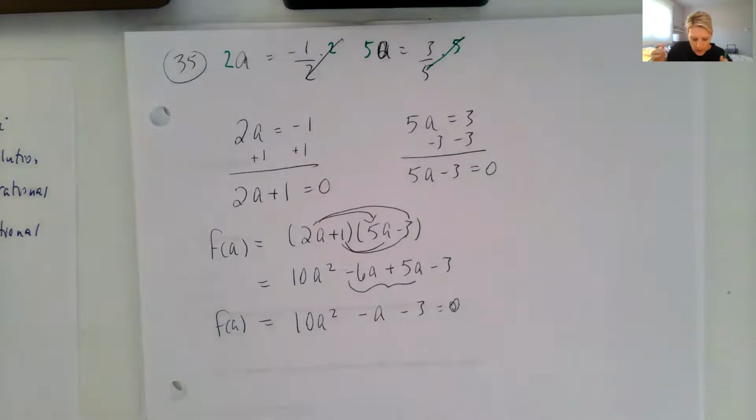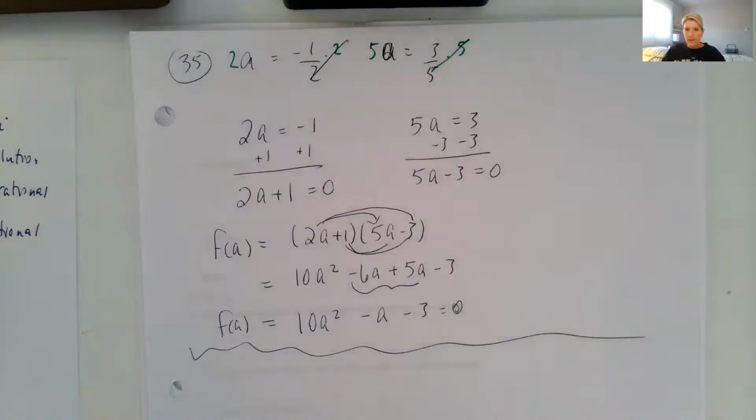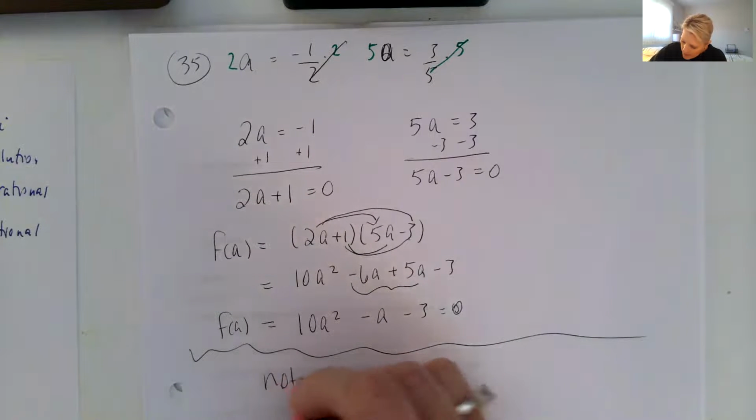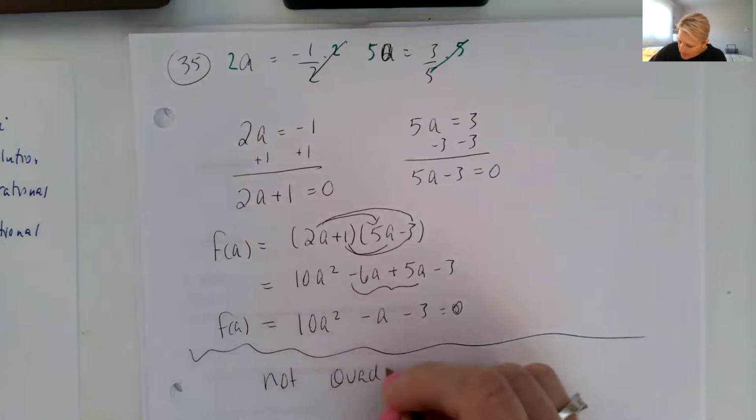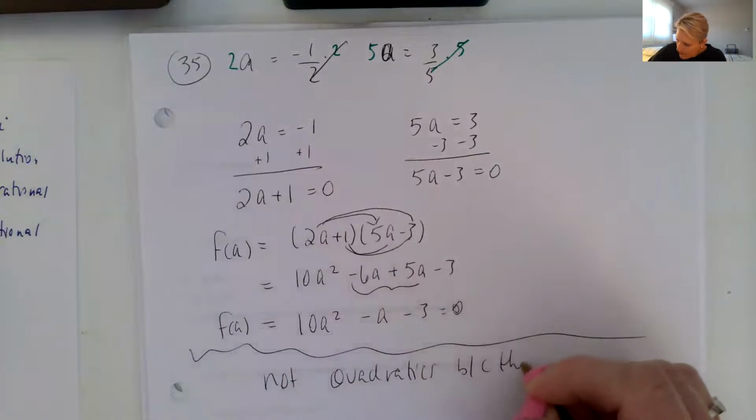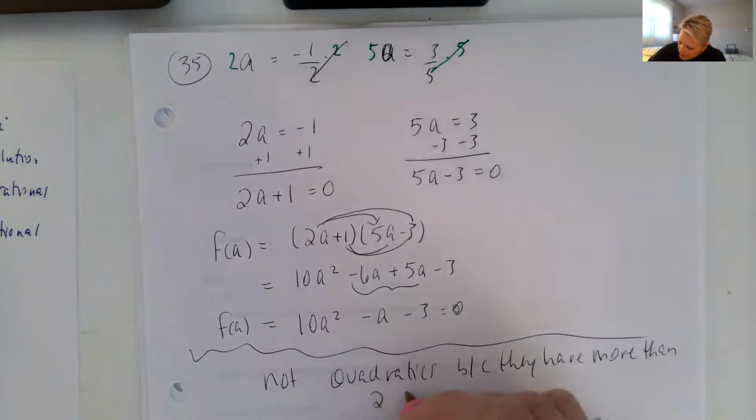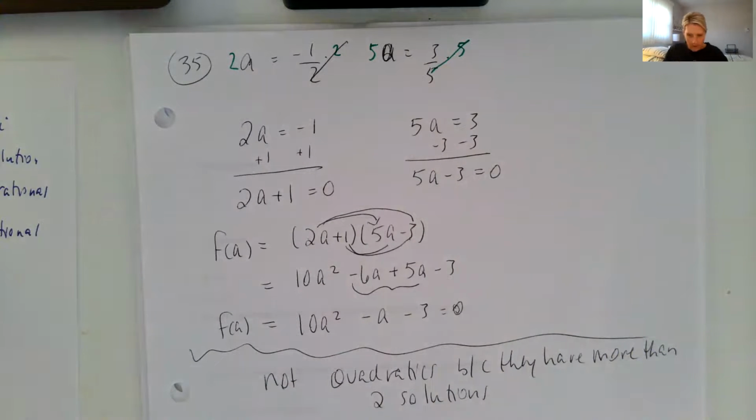Okay, I'm going to show you a couple that are not just quadratics because they actually have 3 solutions. So this equation is not a quadratic. These are not quadratics because they have more than 2 solutions. Okay, but they're fun. Once we put them into Desmos, I'll show you.